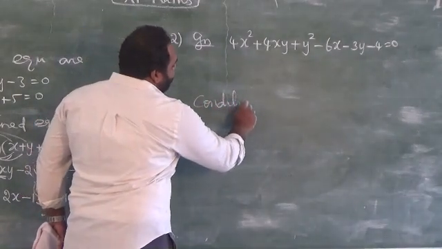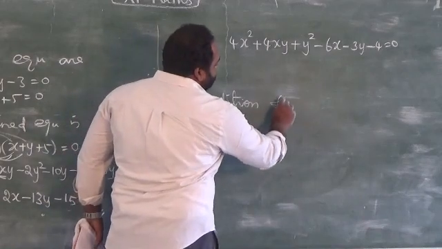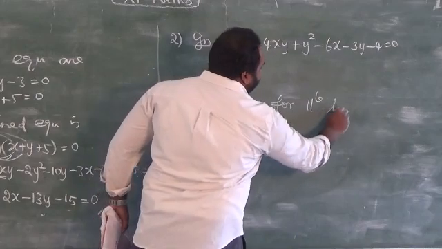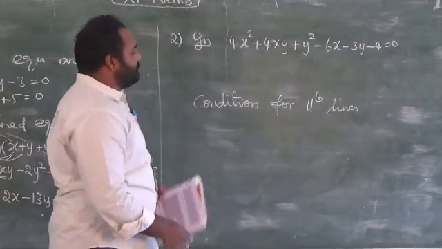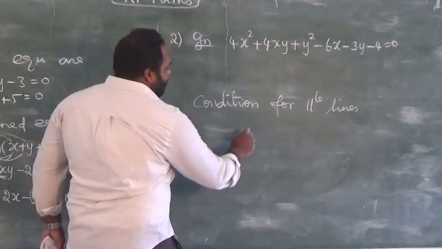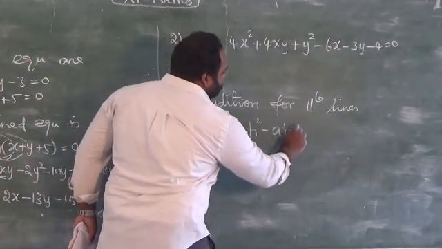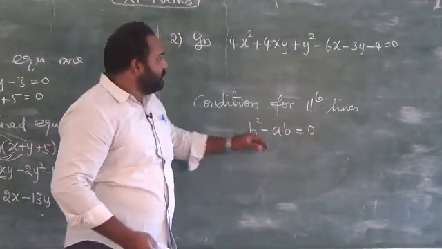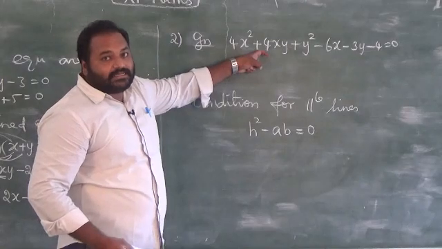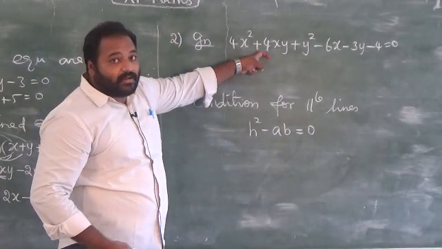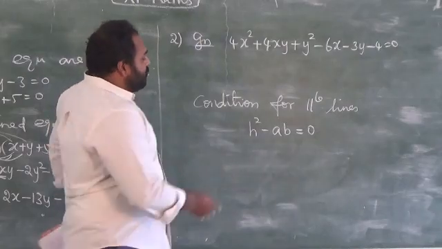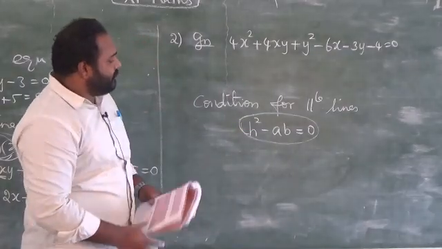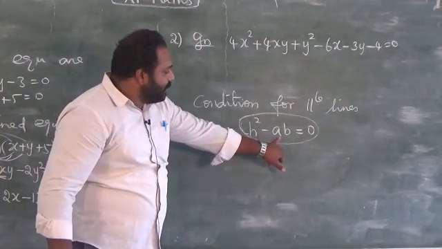So what is the condition for a pair of parallel lines? The condition for a pair of parallel lines is h square minus ab equal to 0. If the combined equation satisfies this, the pair of straight lines is a pair of parallel lines. If you want to use this formula, we need the h square value and ab value.